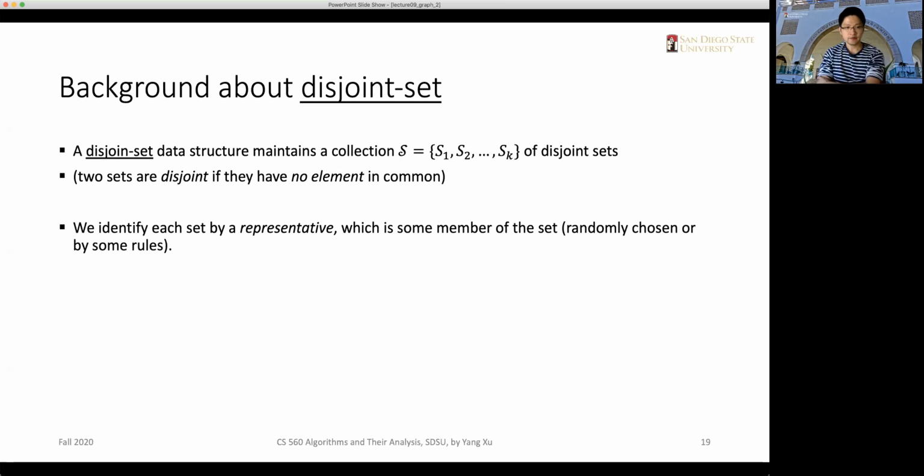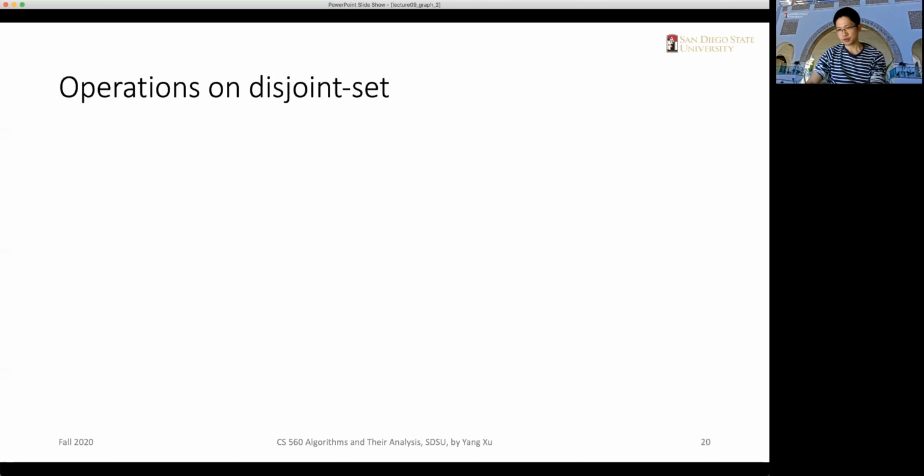So we will identify each set by a representative. We use one of the elements in the set as a representative for the whole set, which could be any member of the set. If you are interested, I would strongly recommend you read chapter 21 for more information about disjoint sets. And I will paste some slides after this slide here.